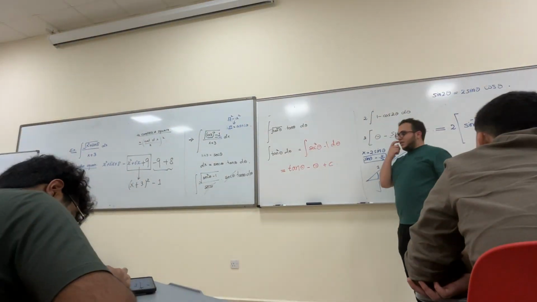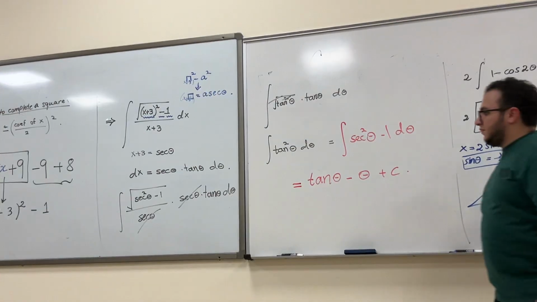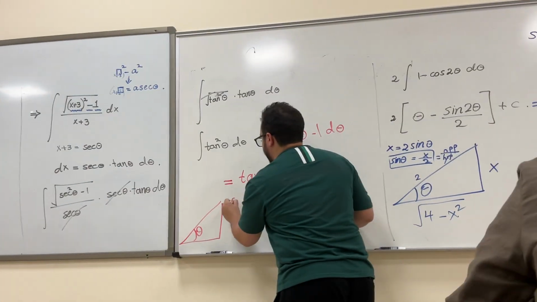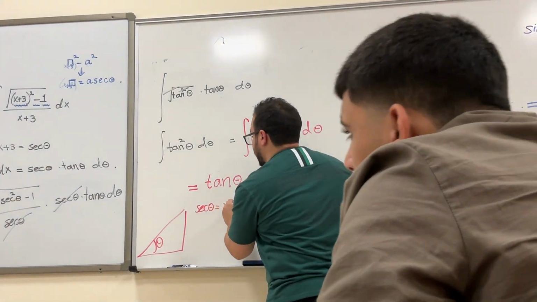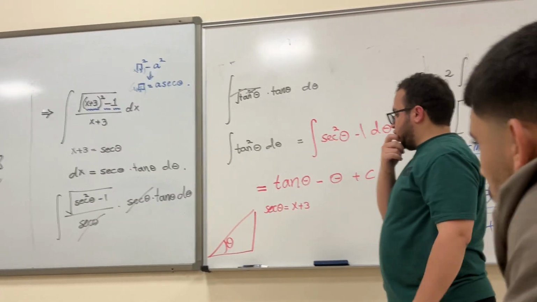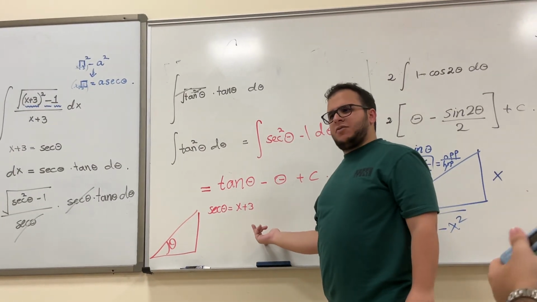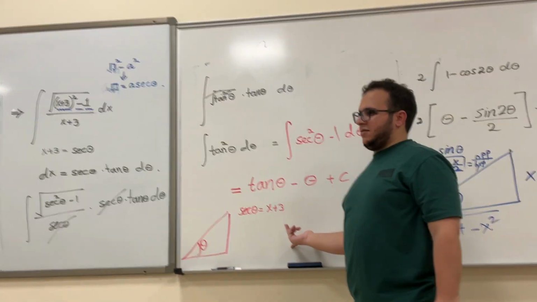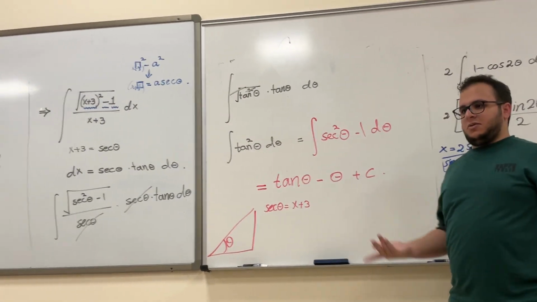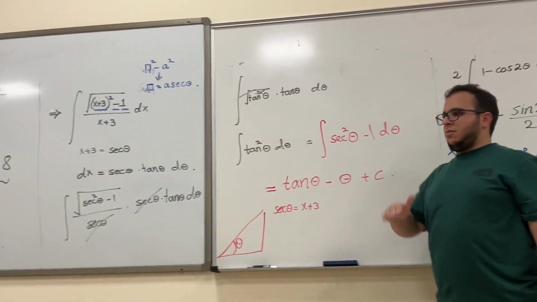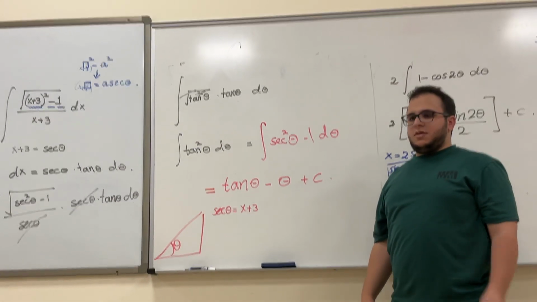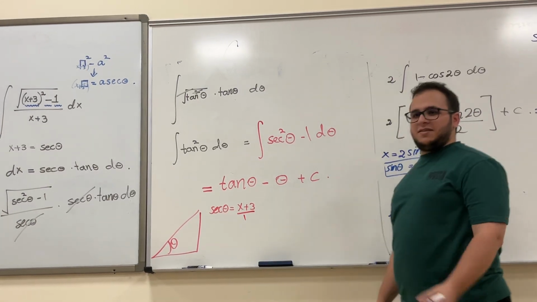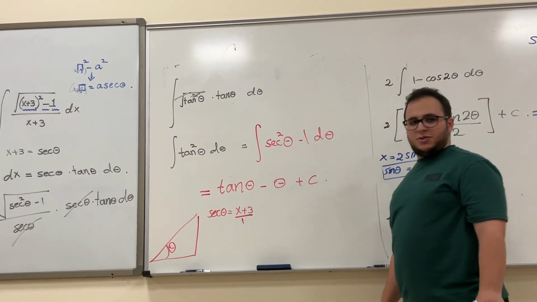Now, I still need to get this back to x. So I draw the nice triangle here. My substitution secant theta is x plus 3, but I need a ratio for this. Every trig relation is a ratio, something over something. So that's x plus 3 by 1. Everything is over 1. Anything in the world is over 1.